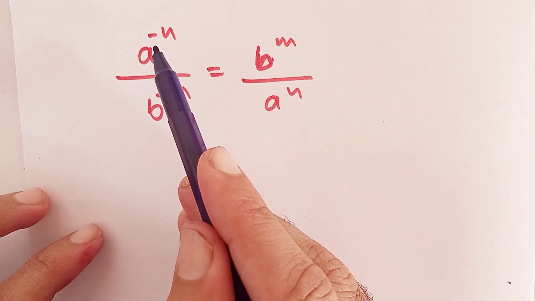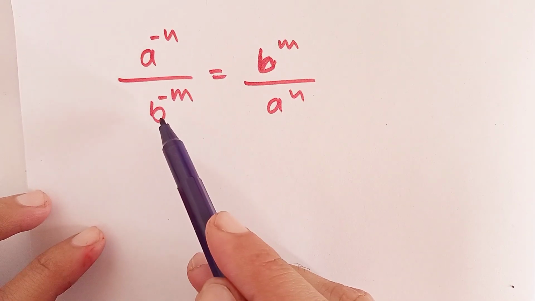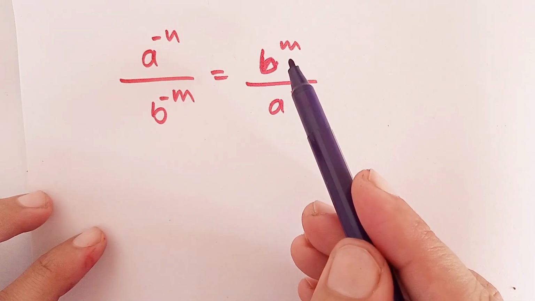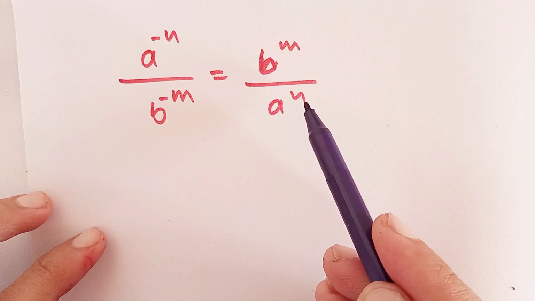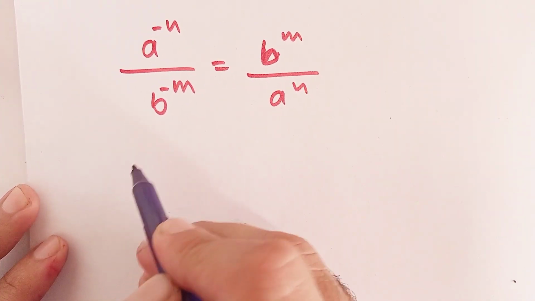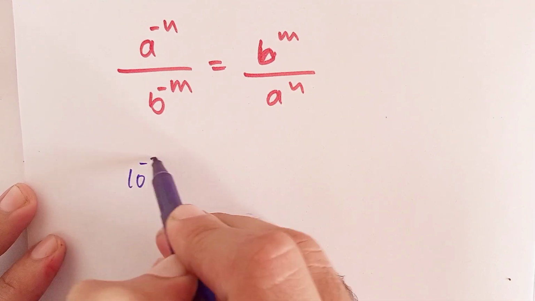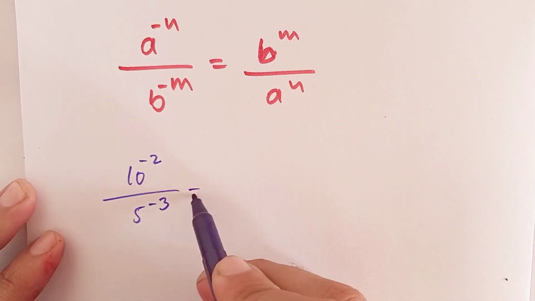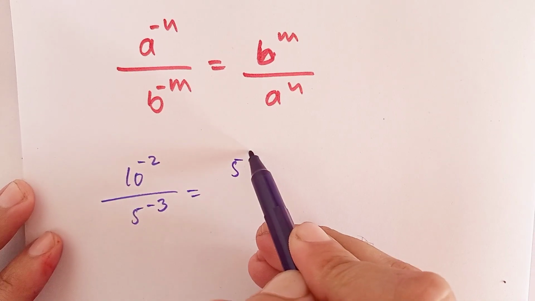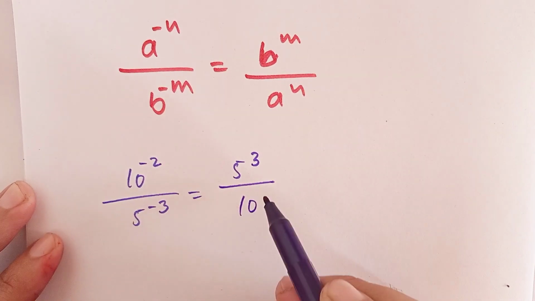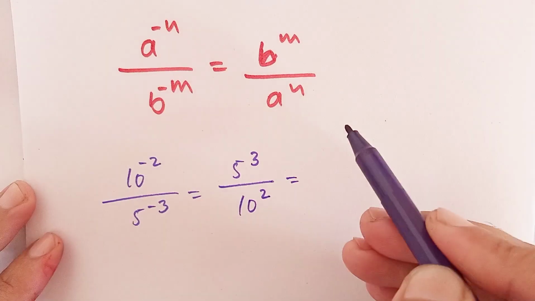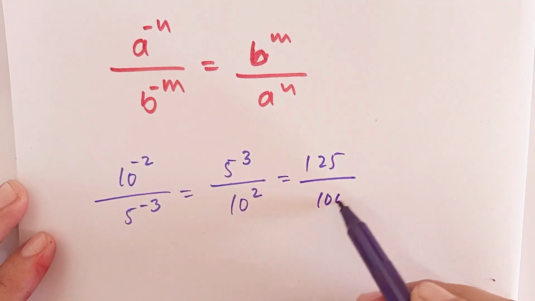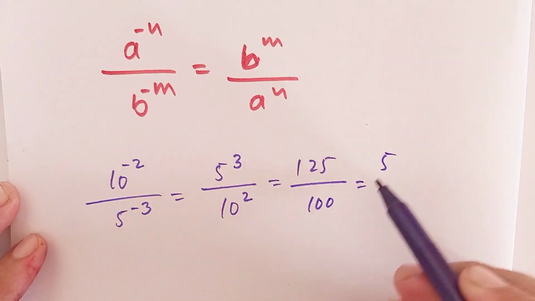In the same way, a raised to the power -n divided by b raised to the power -m is equal to b raised to the power +m divided by a raised to the power +n. For example, 10 raised to the power -2 divided by 5 raised to the power -3 is equal to 5 raised to the power +3 divided by 10 raised to the power +2, which is equal to 125 divided by 100, which is equal to 5 over 4.